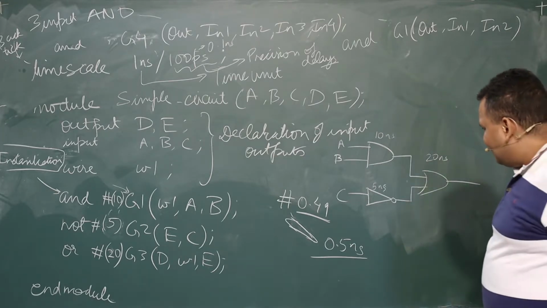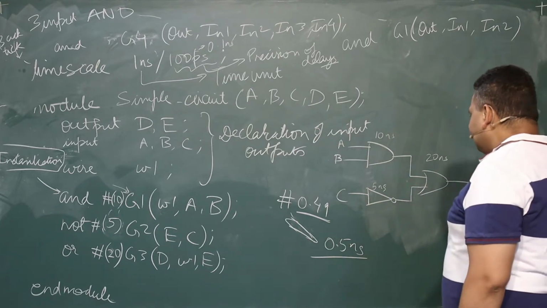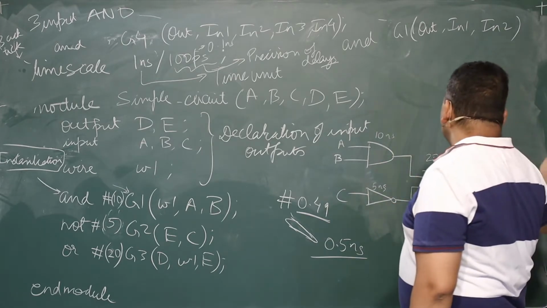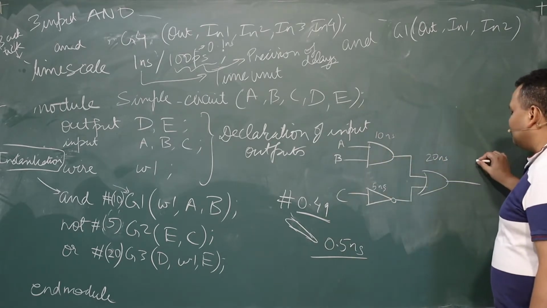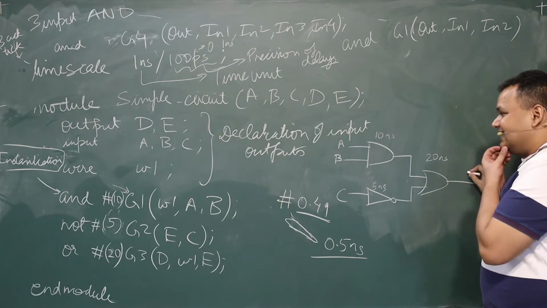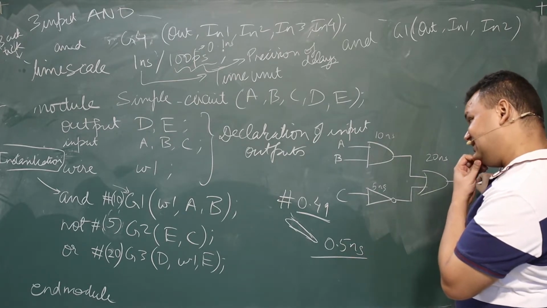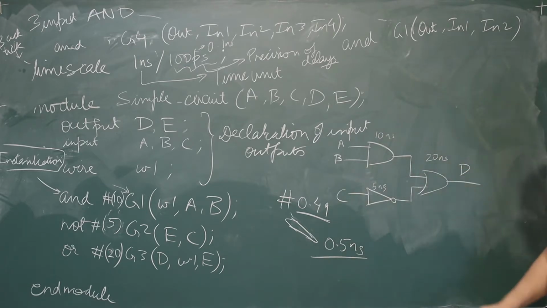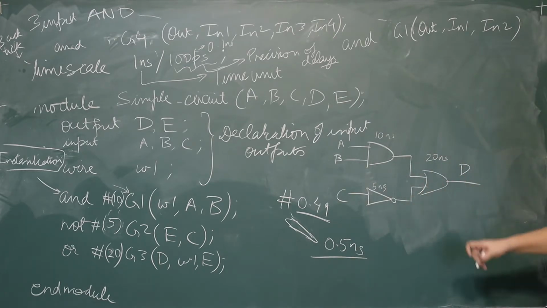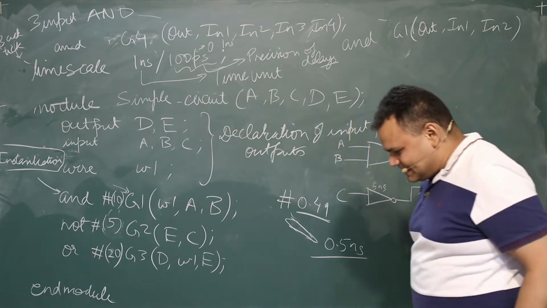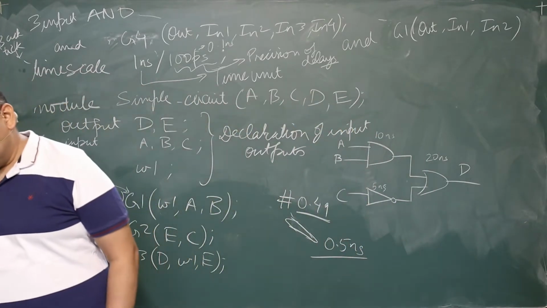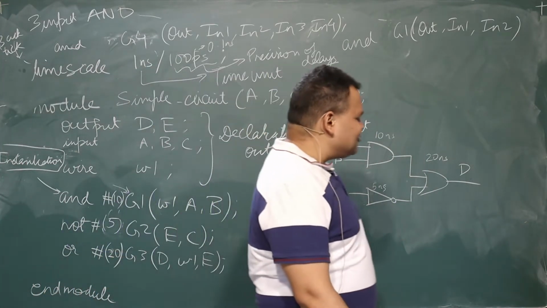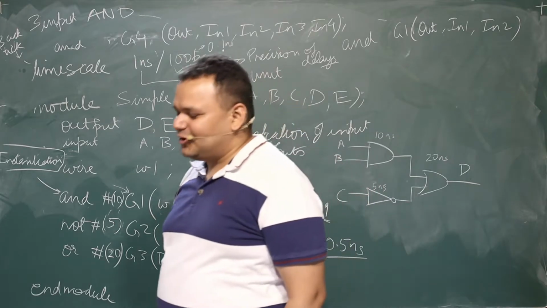Now, if I were to look at the time plot of this, what is the output going to be? This is D. Let us only look at D for now. Forget about the E for now. At what time do you think you'll get the correct answer? 30 nanoseconds. What do you think is going to happen before 30 nanoseconds? What is the output going to be?